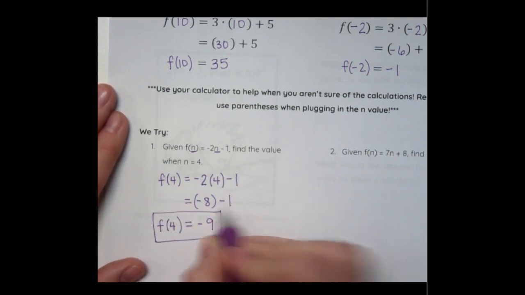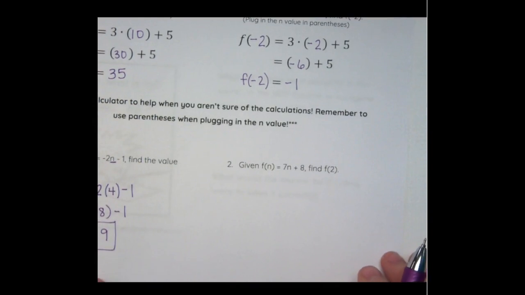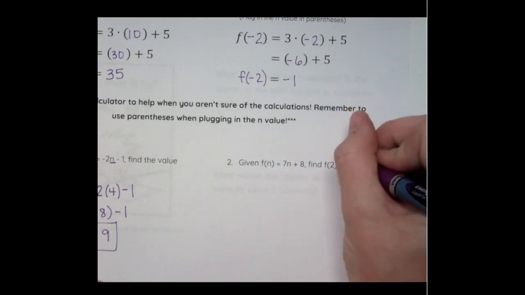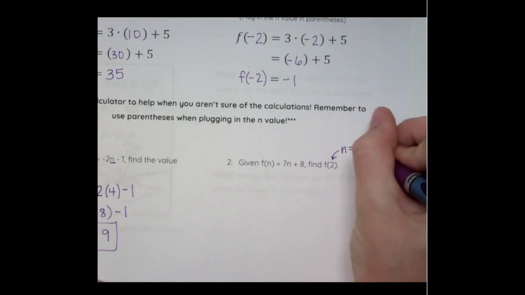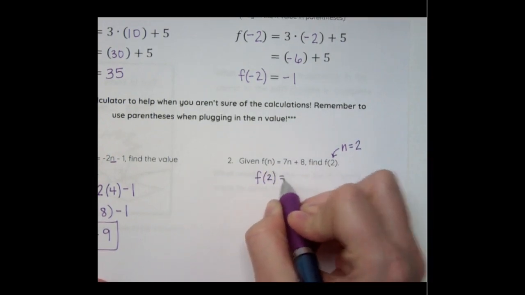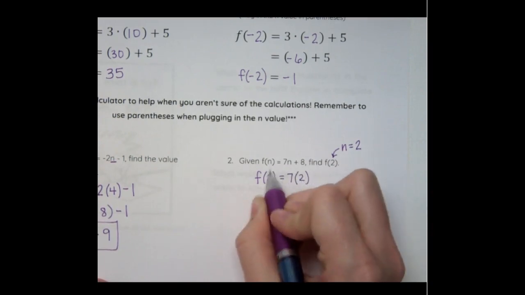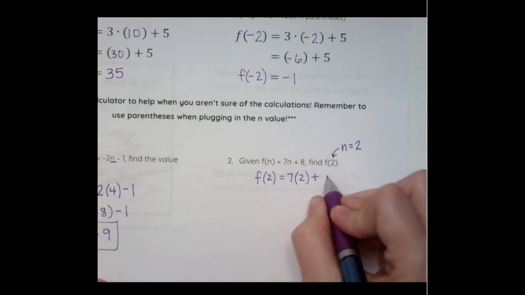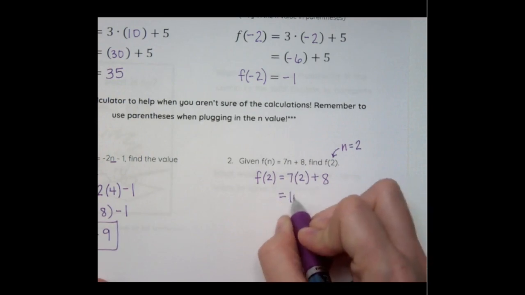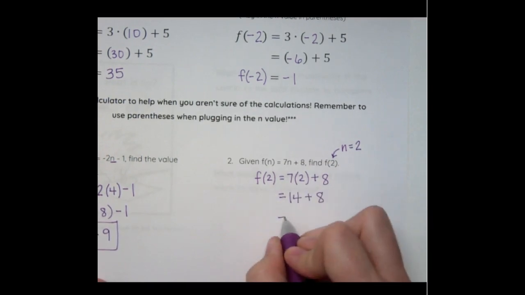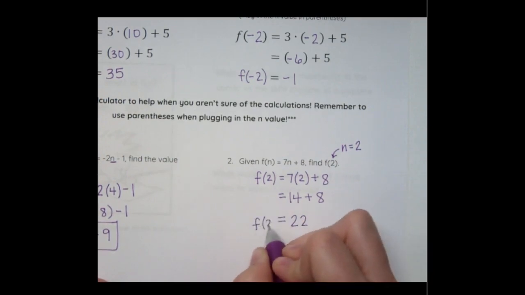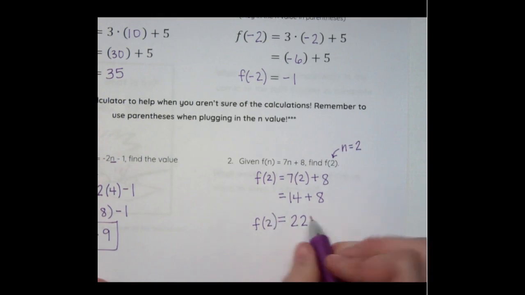That's your answer. Look at number 2. Given f of n, find f of 2. Now remember, whatever's inside, that's what n equals. So n equals 2. So every time I see an n, I'm going to plug in a 2. So I had an n right here, 2. I had another n right there, that's a 2. Plus 8. I'm going to solve like normal. So 7 times 2 is 14. We still have the plus 8. So 14 plus 8 gives us 22. So f of 2 equals 22.